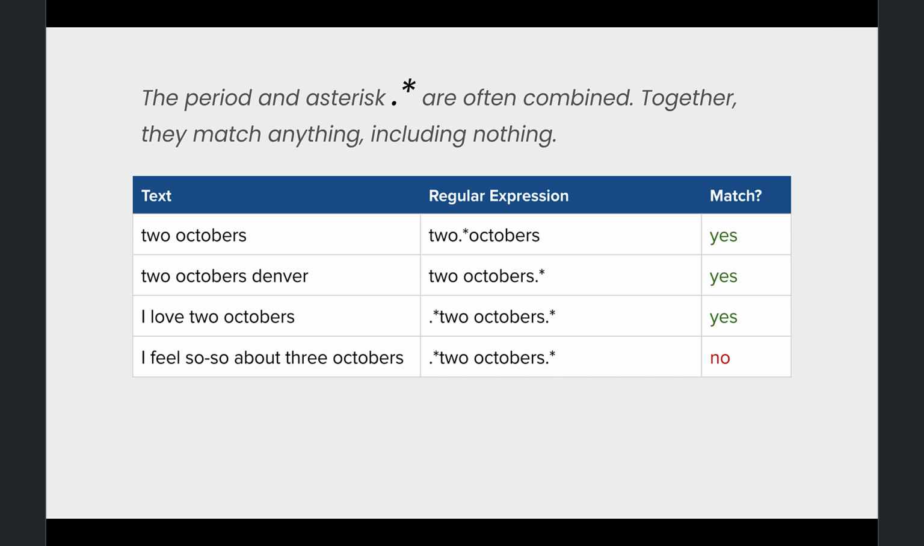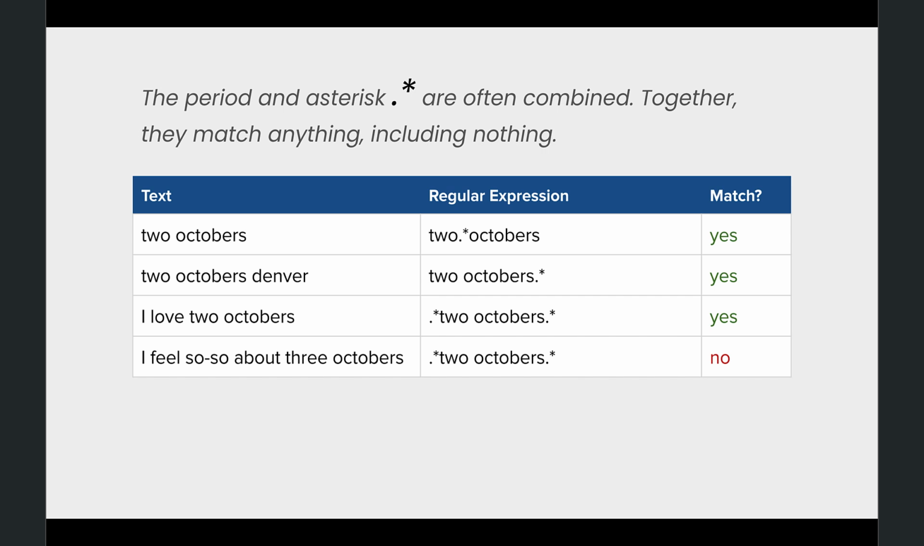In the examples here, a simple example, kind of similar to what we did before, we have 2 dot star octobers. That matches 2 octobers with a space. But you could also imagine it could match if it was spelled out like 2 or 3 octobers, it would still match, because essentially what you're saying is I want the word 2 and I want the word octobers. Anything can happen in between. I don't care. It could be letters, numbers, punctuation, match it all.